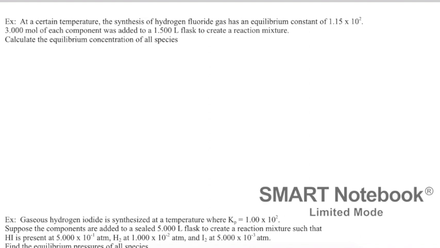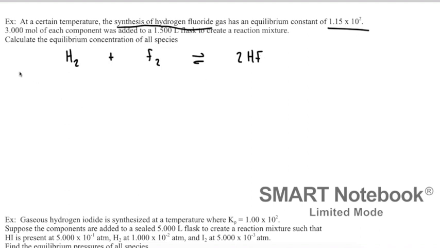Okay, here's my second example problem. At a certain temperature, the synthesis of hydrogen fluoride gas has this equilibrium constant. 3 moles of each component was added to a 1.5 liter flask. Calculate the equilibrium concentration of all species. Okay, this is just like the last one. So the synthesis of hydrogen fluoride, I need to write an equation for that. Well, I know that synthesis is two things coming together, hydrogen gas, fluorine gas, making 2 moles of hydrogen fluoride, just like that.